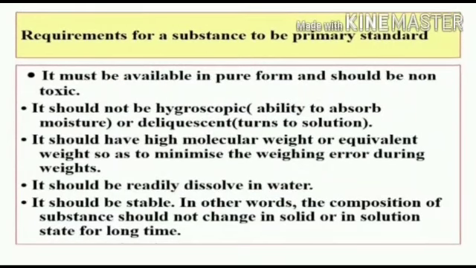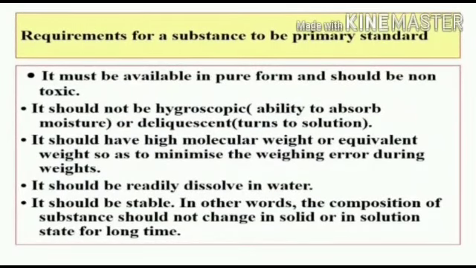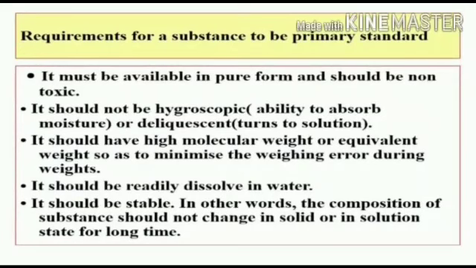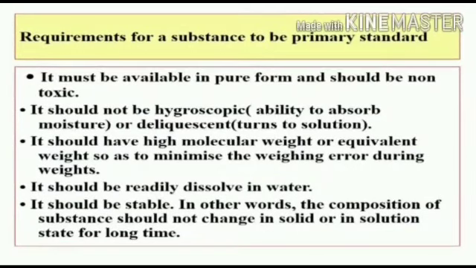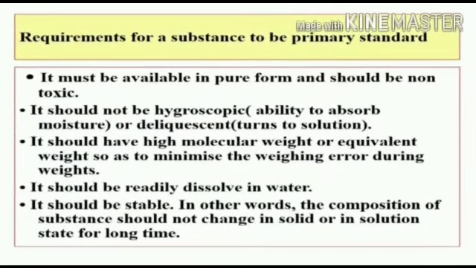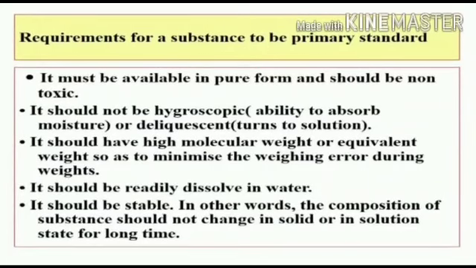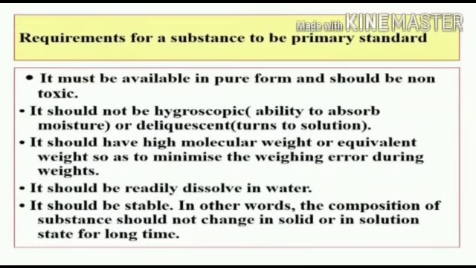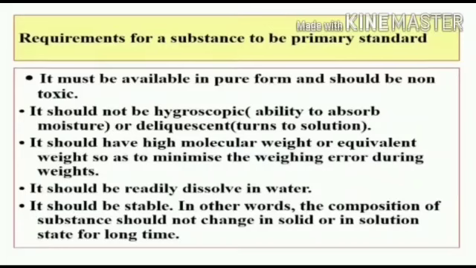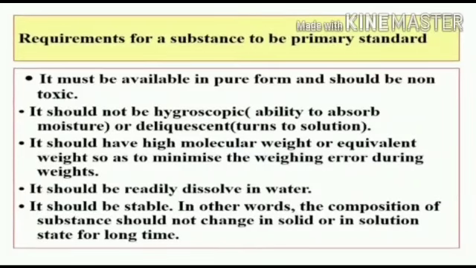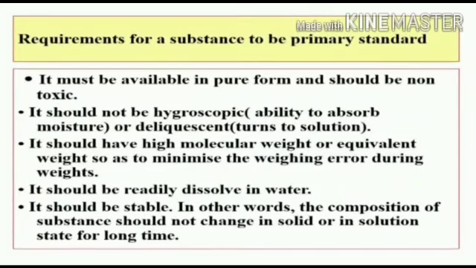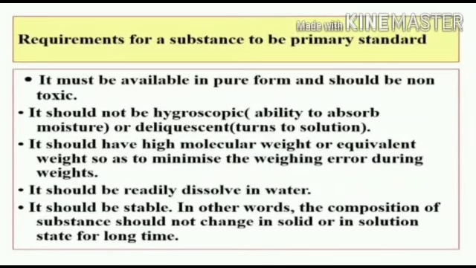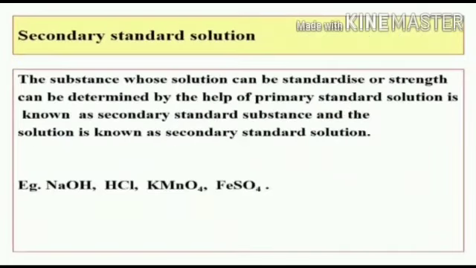A good primary standard substance has a high level of purity. It is non-toxic. It is not likely to absorb moisture from the air, to reduce changes in mass. It has a high equivalent weight to reduce error from mass measurements. It should be readily dissolved in water. It should be stable. In other words, the composition of the substance should not change in solid or in solution state for a long time.